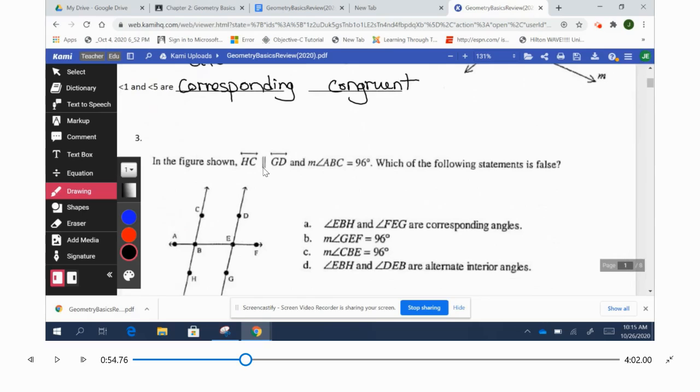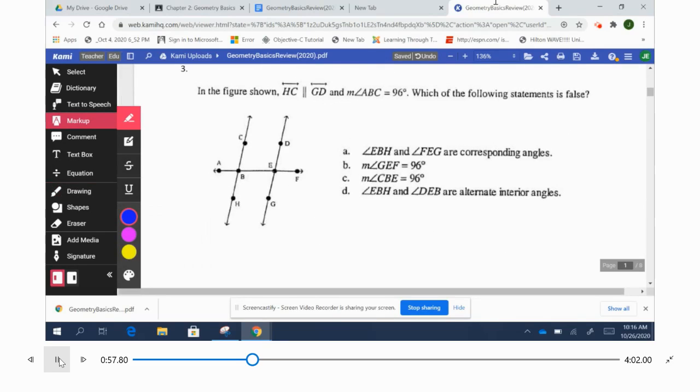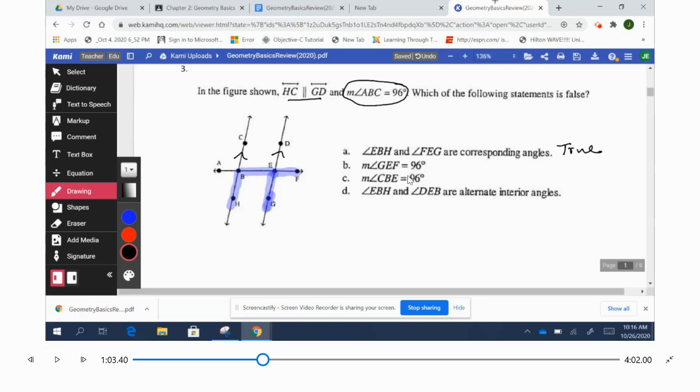Okay, so HC is parallel, right there, to GD. And angle ABC is 96. So EBH, that's this one. Yeah, those are corresponding. All right, let's see how we work through this problem. Okay, so trying to highlight those angles. And you do see those are corresponding angles created by those 3-letter paths. So going through and figuring out each part.